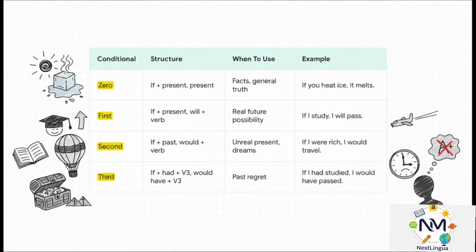So let's put it all together in one final master table. This is your cheat sheet. 0 is for facts. If you heat ice, it melts. First is for real possibilities. If I study, I will pass. Second is for dreams. If I were rich, I would travel. And third is for regrets. If I had studied, I would have passed.